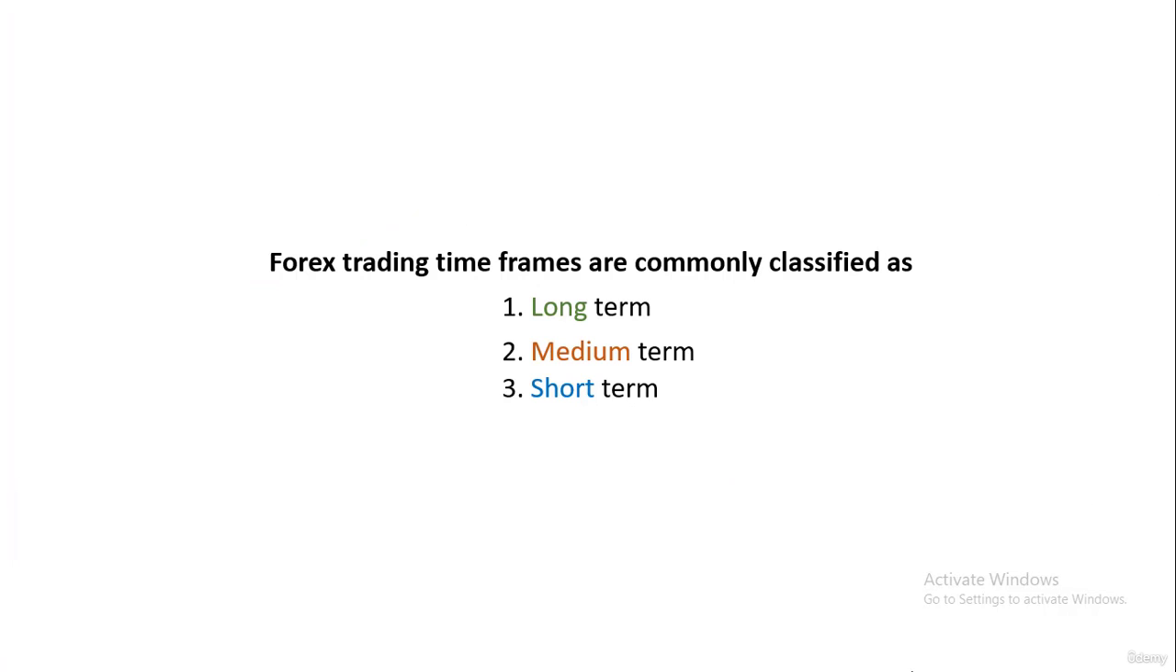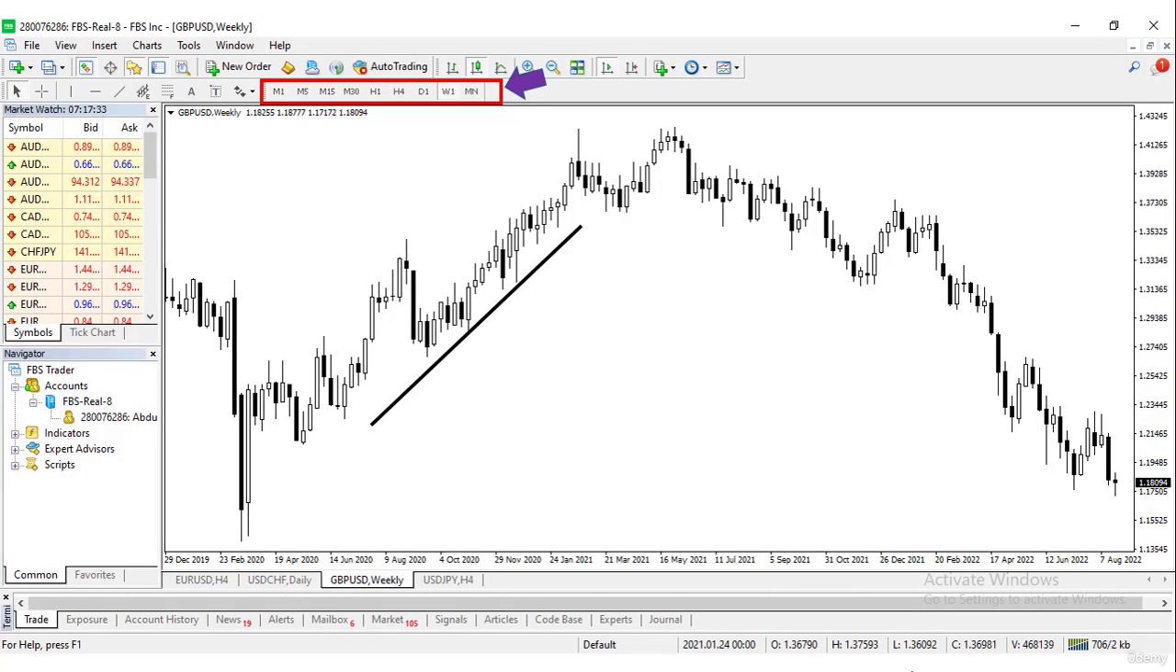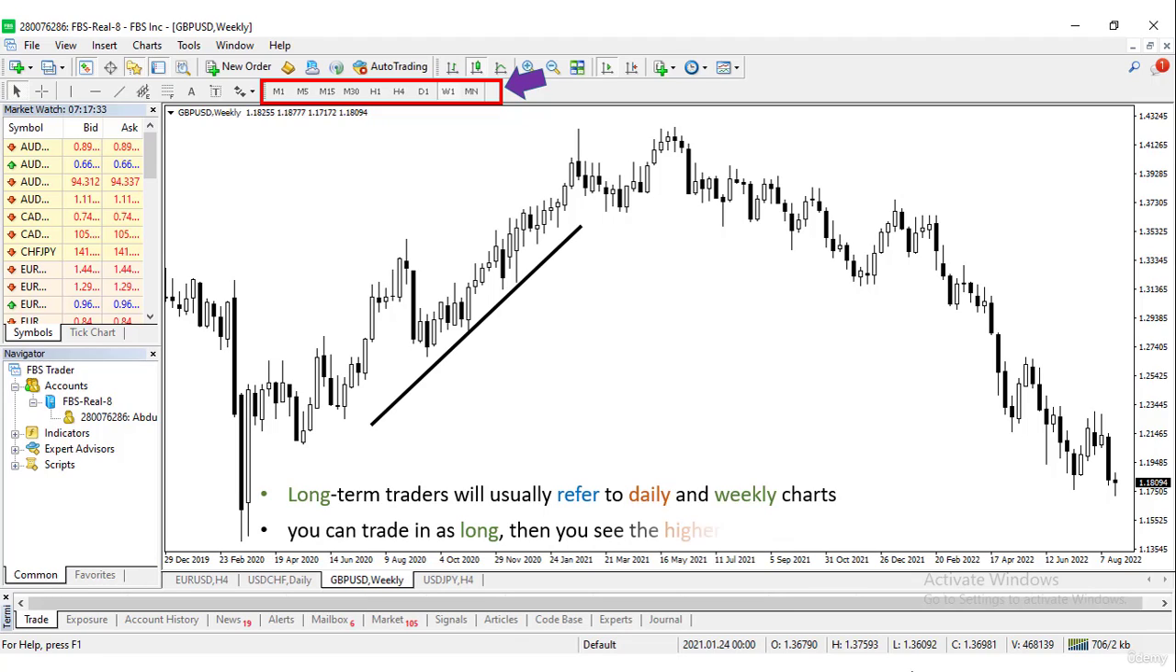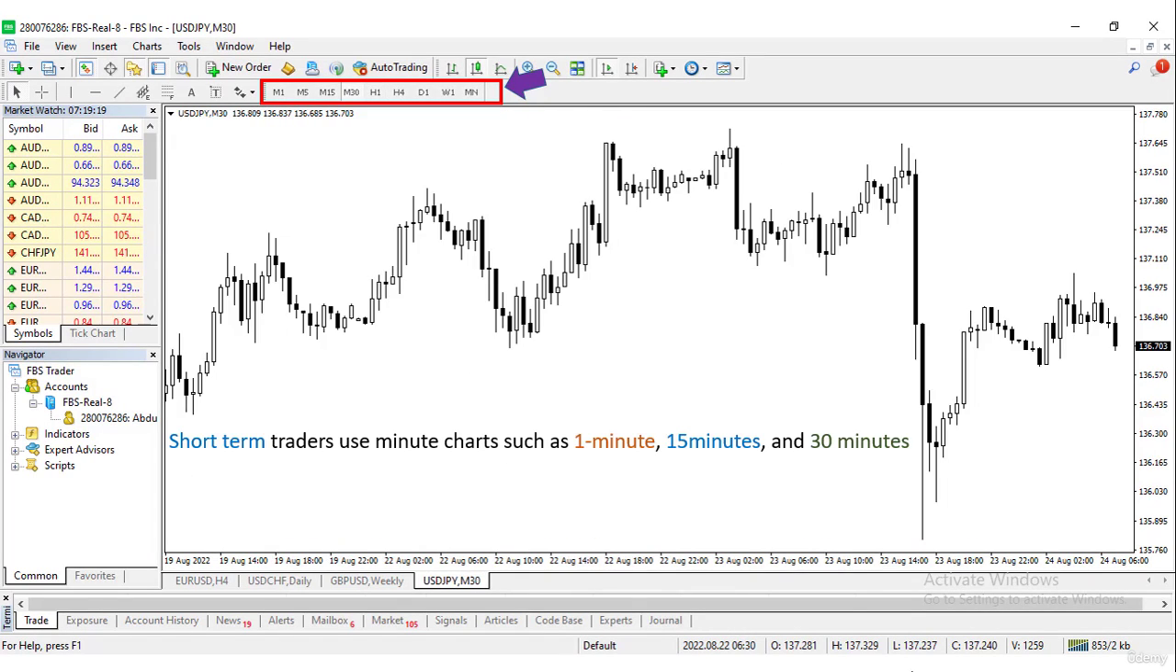Trading time frames are commonly classified as long term, medium term and short term. Here the long-term trader will usually refer to daily and weekly charts, and the weekly chart will establish a long-term perspective. Suppose you trade long, then you look at the higher and lower time frames for analyzing the trade. These are more favorable for long-term trade. Medium term uses hourly time frames and trades for several hours to a week. And short-term traders use minute charts such as 1 minute, 15 minutes and 30 minutes etc.